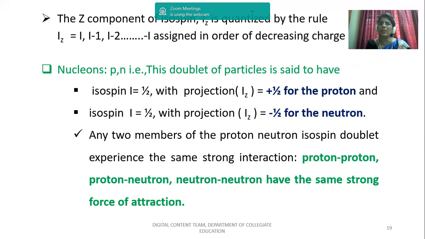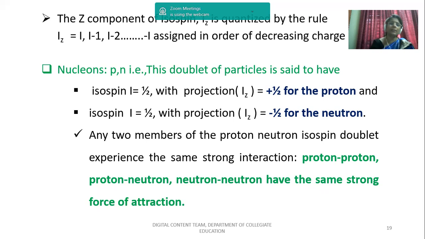The Z component of isospin, that is Iz, is quantized by the rule Iz equals I, I minus 1, I minus 2, and so on up to minus I, which is assigned in the order of decrease in charge. This you are going to analyze by considering the examples. And here when I say capital I, it is the total isotopic spin we are talking about. When I say Iz, I am considering the Z directional component of I, that is the projection of I along the Z direction.